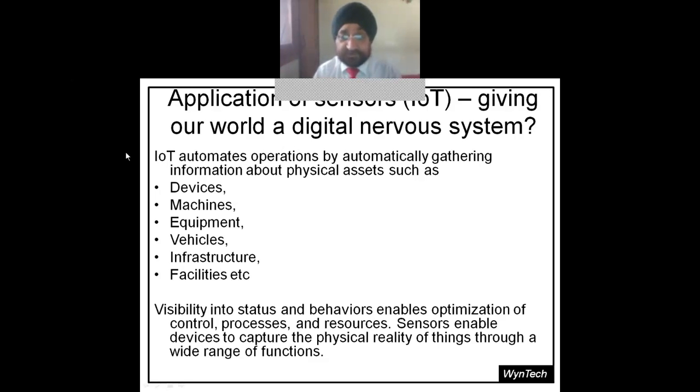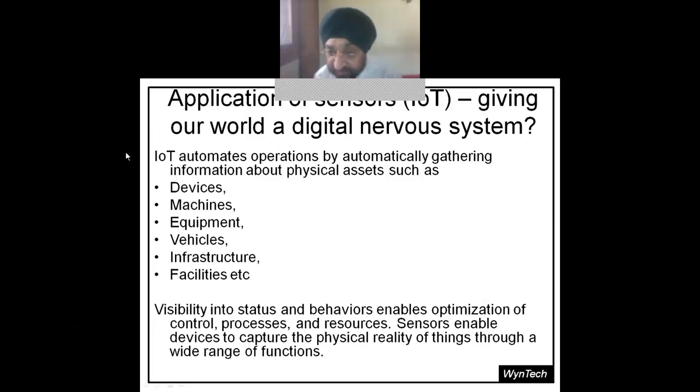Application of sensors giving our world a digital nervous system. So what the smart city experts are calling is that IoT is the nervous system of a smart city. Actually, it's the nervous system of a collection of networks, right? So how do we communicate in a smart city? The very first thing is we want information regarding each and everything in the smart city.